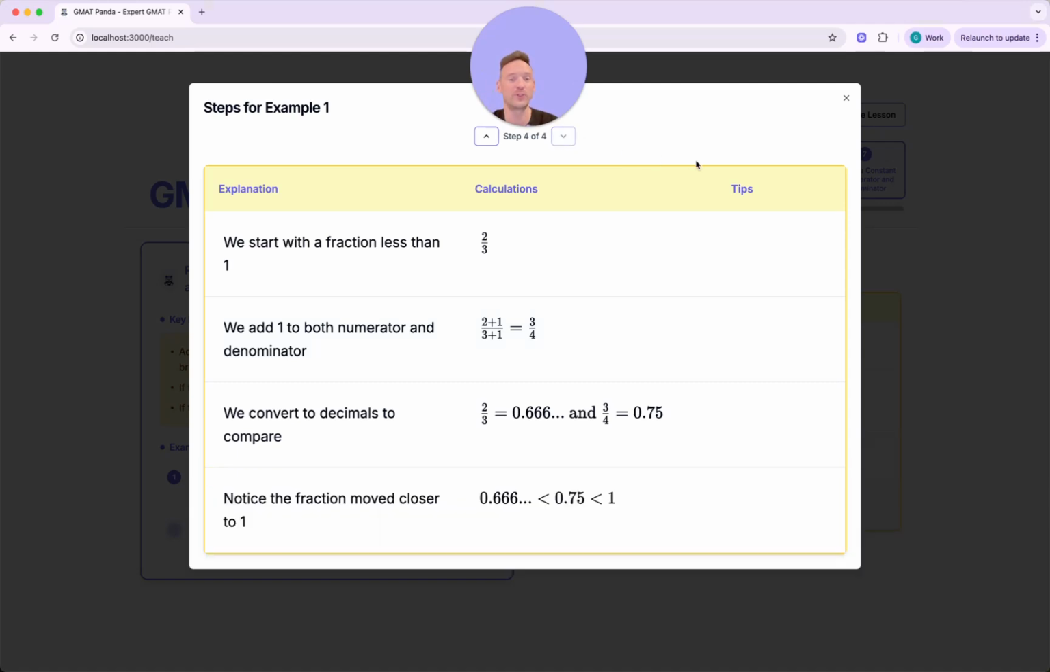If we were to continue that, for example, 4/5: if we add 1 to 3 we get 4, and then we add 1 to the bottom to get 5, so 4/5 is 0.8, right? And that's even higher, so we're going to continue to get closer and closer to 1.